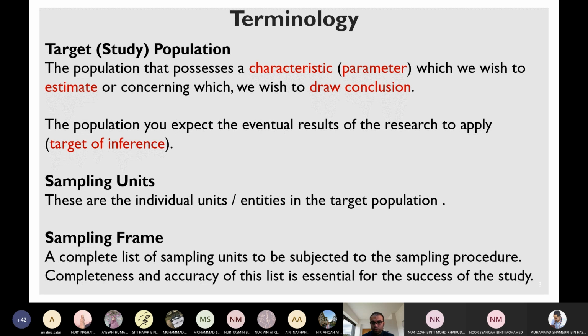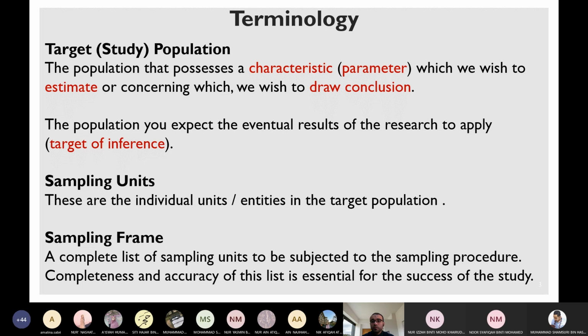In terms of the terminology, we start with the bigger picture. The bigger picture, we have a population. A population means a group of people in a place, in a country, or a state. They share a certain parameter or characteristic. For us as researchers, we are interested in estimating, determining, and working on this parameter. So the bigger picture is all the people in a place who can have this parameter, and this parameter is of interest to us for research purposes. We can say this will be the study population.